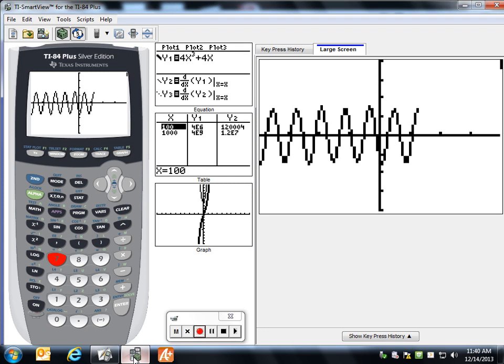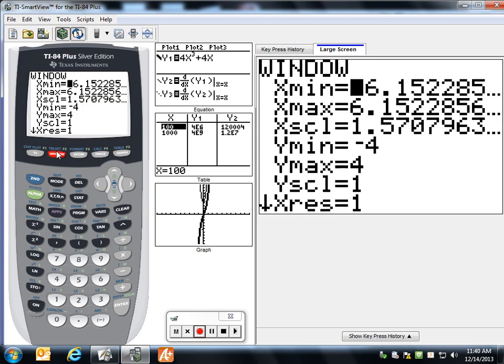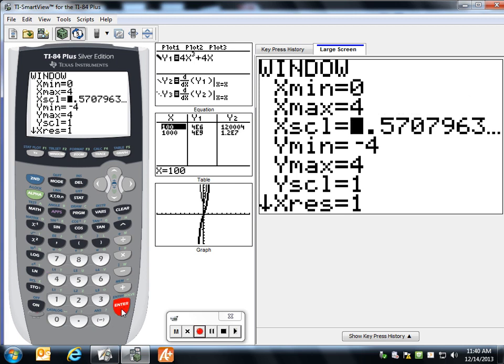Now, I don't have to do that. I'm just doing it so I don't count one too many or one less than the answer, since some of those answers seem to be very close together. So I will come to the window, and I will change this to 0, then I will change this to 4, and we can leave this as 1.